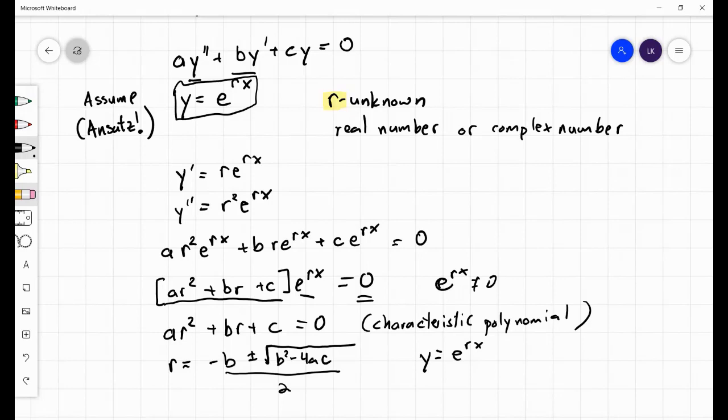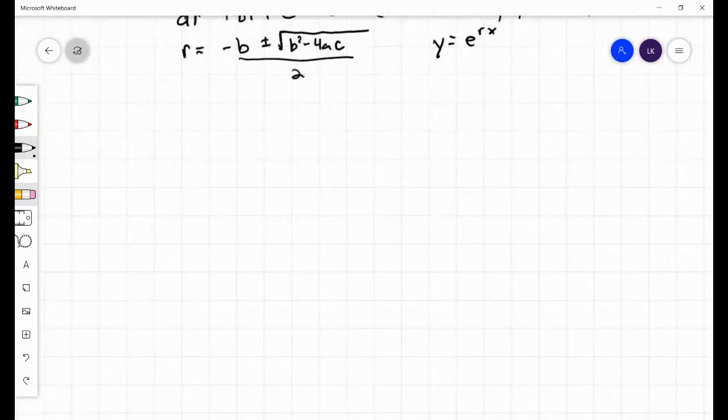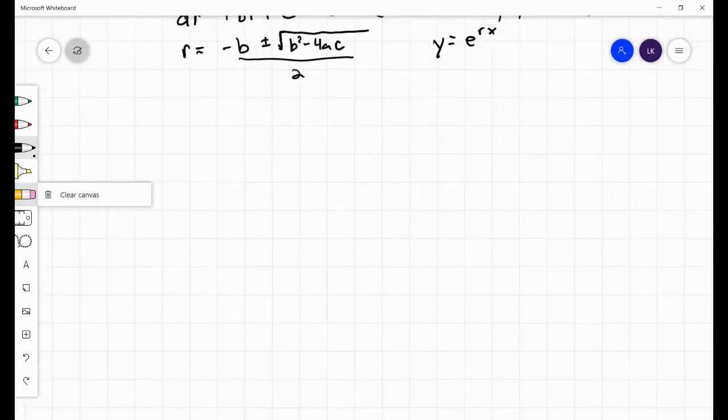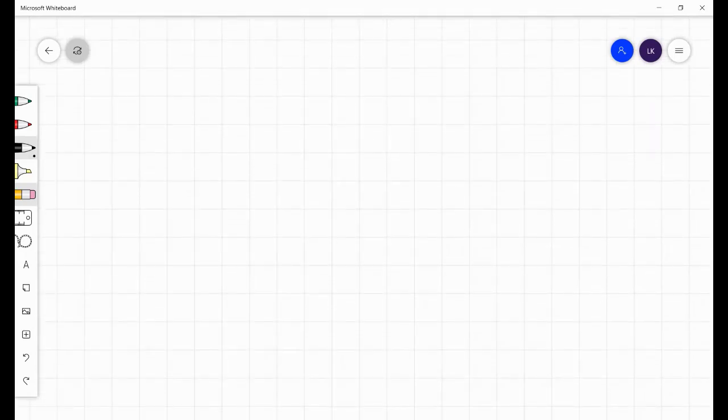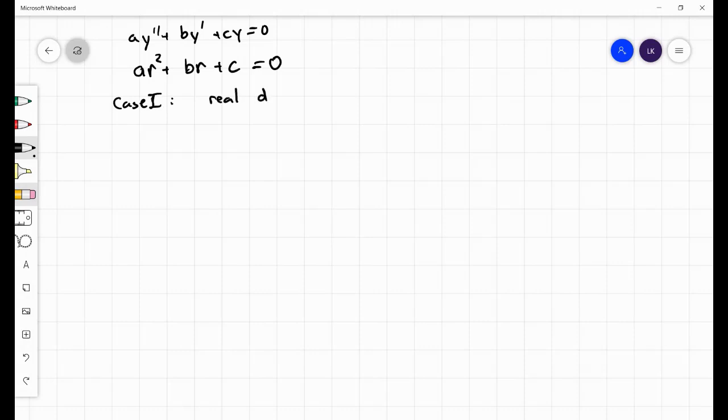Okay, so the cases are going to be 3 cases, right? There are 3 cases for the characteristic polynomial corresponding to our differential equation. First case: case one is you have real distinct roots.